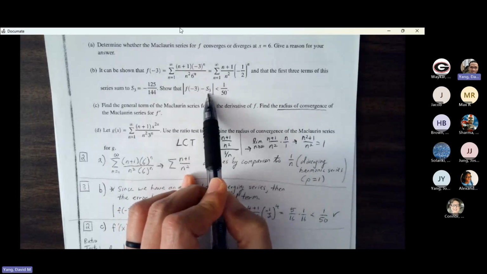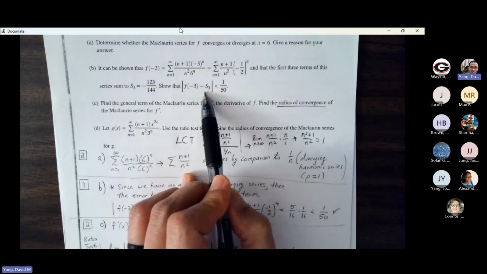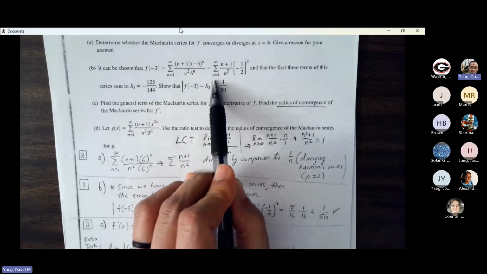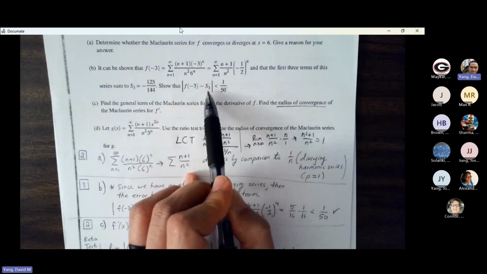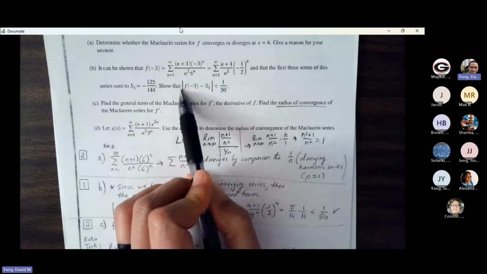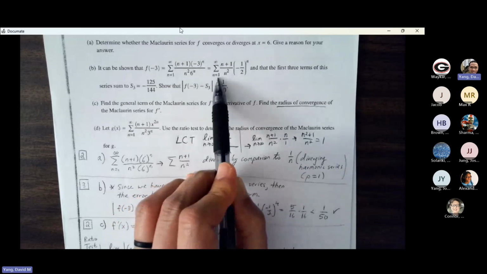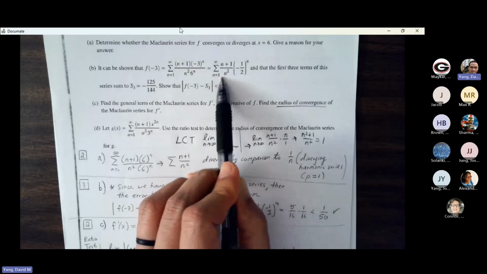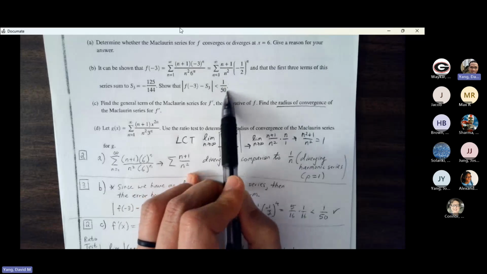So all we need to do is look at s sub 4 and see if s sub 4 is less than 1 over 50. If s sub 4 is less than 1 over 50, we know that our error bound is clearly under this accuracy, or is better than this accuracy.